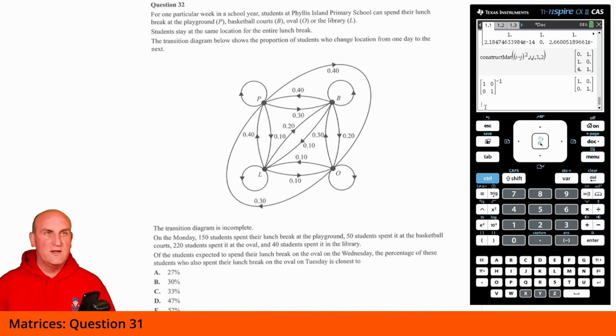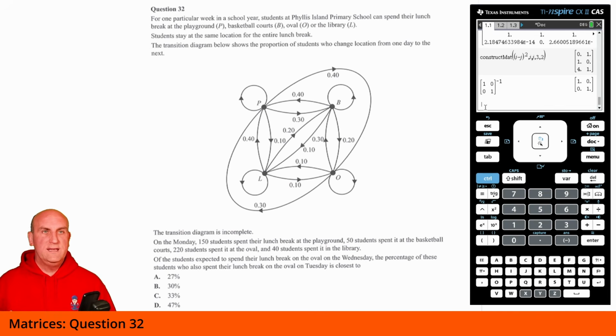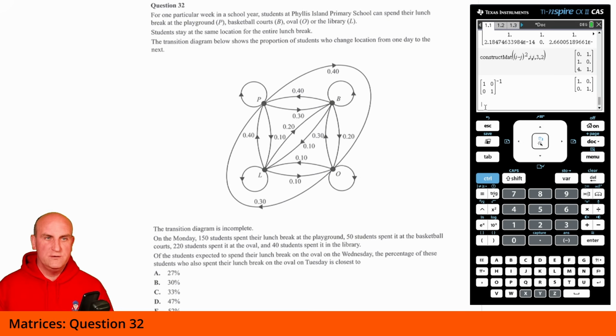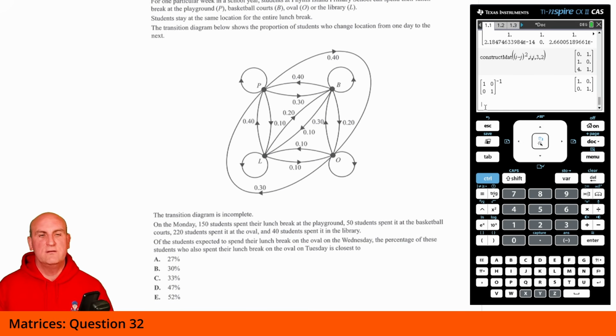For one particular week in a school year, students at Phyllis Island Primary School can spend their lunch break at the playground, basketball courts, oval, or the library. Students stay at the same location for the entire lunch break. Ooh. The transition diagram below shows the proportion of students who change from one location to the next. Could you have chosen any more complicated transition diagram? Anyway, the transition diagram is incomplete. There's a surprise.